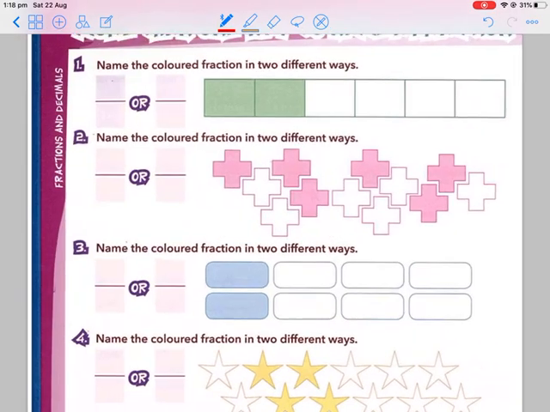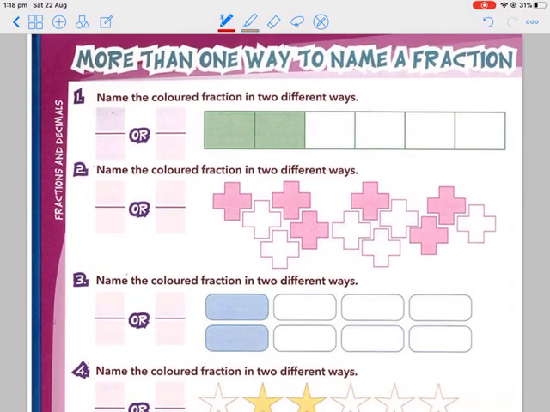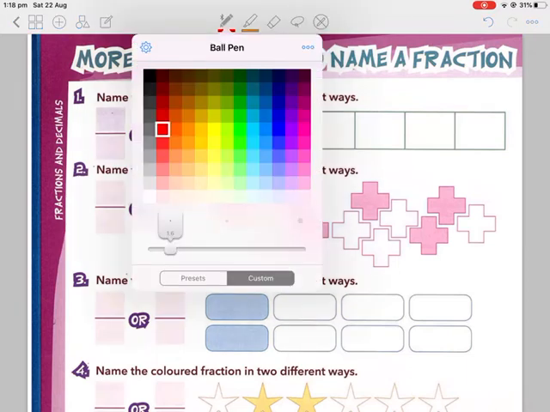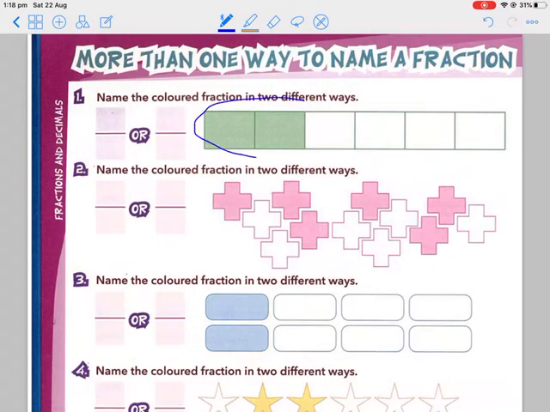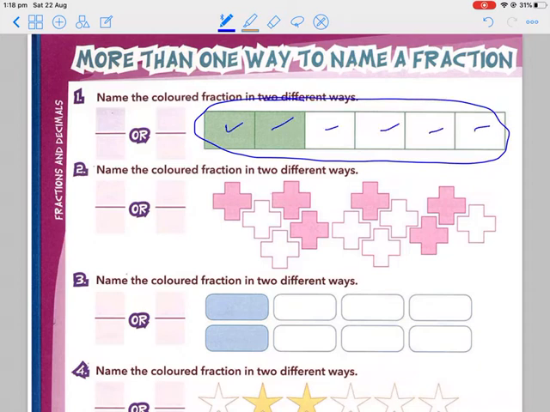Just make this a bit bigger. More than one way to name a fraction. Name the coloured fraction in two different ways. So the whole, this is the whole that I'm circling, is made up of how many parts? 1, 2, 3, 4, 5, 6 parts. So we know that the fraction is probably going to be in sixths, and the denominator always tells us how many parts the fraction is broken up into.